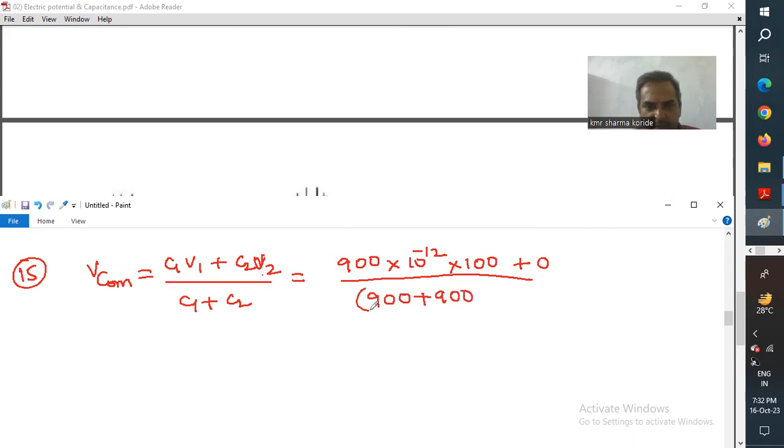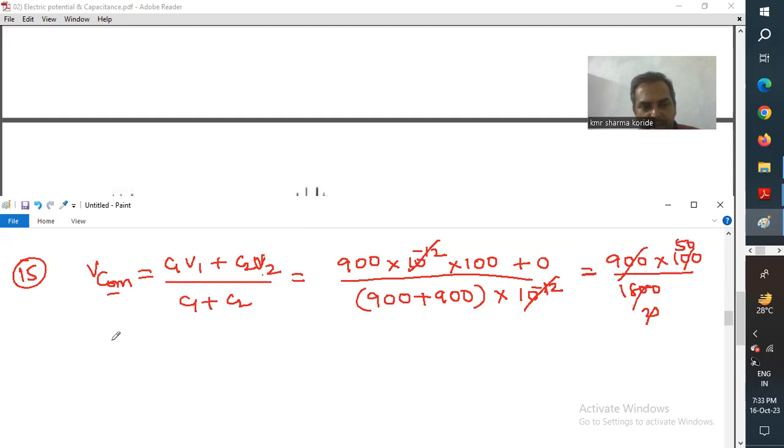Since they are picofarads, you can write this as 10 to the power of minus 12 outside. So this minus 12 gets cancelled. Then this is going to be 1800. So this is going to be 900 into 100 divided by 1800. So this is 2 times, this is 50. So V common is 50.